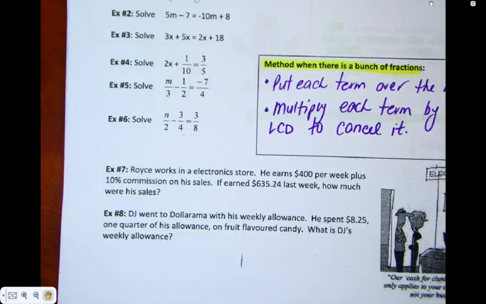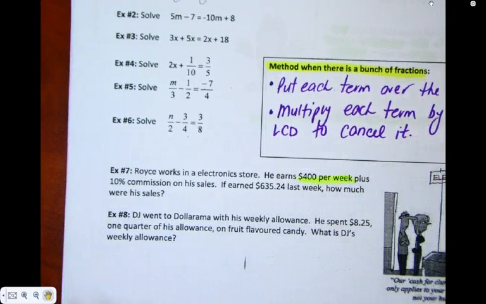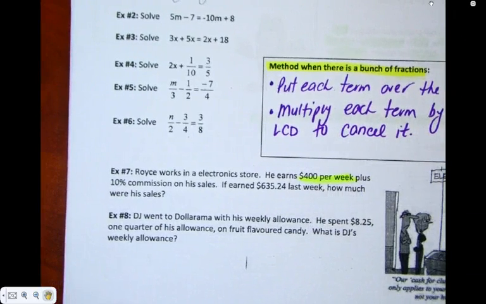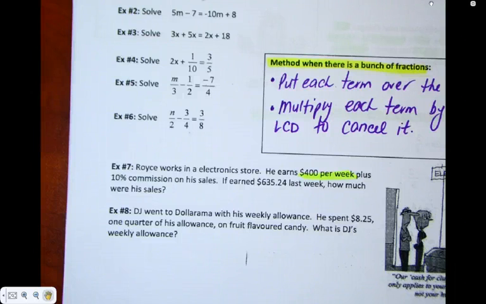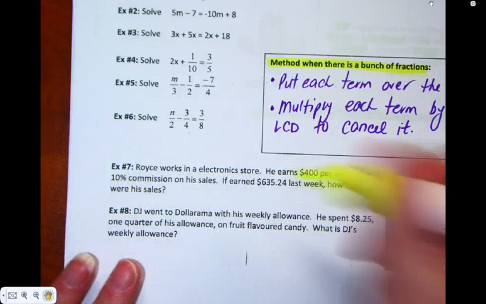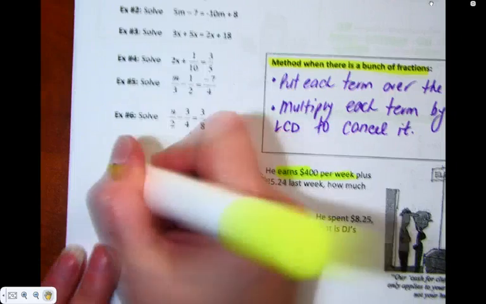What's it about? A guy who's working and he's making money. Okay, let's pick it out. Do we care about his name? Do we care where he works? Do we care he earns $400 a week? Oh, we care about that. What else do we care about? 10% commission.